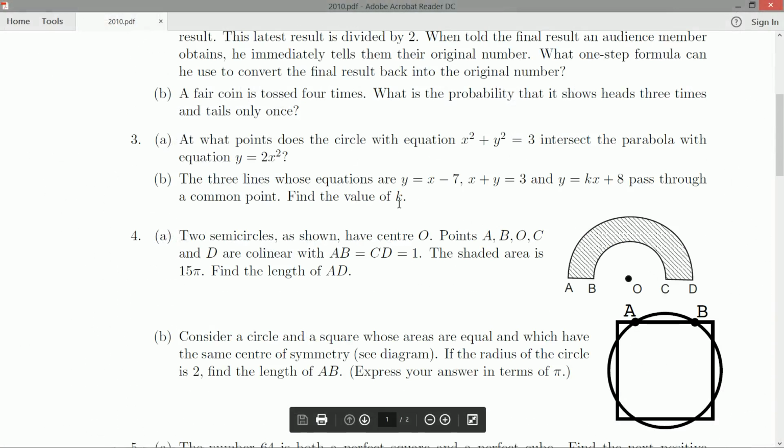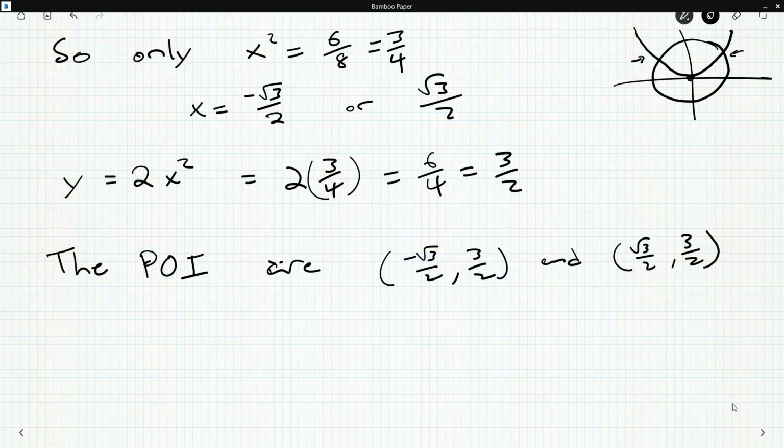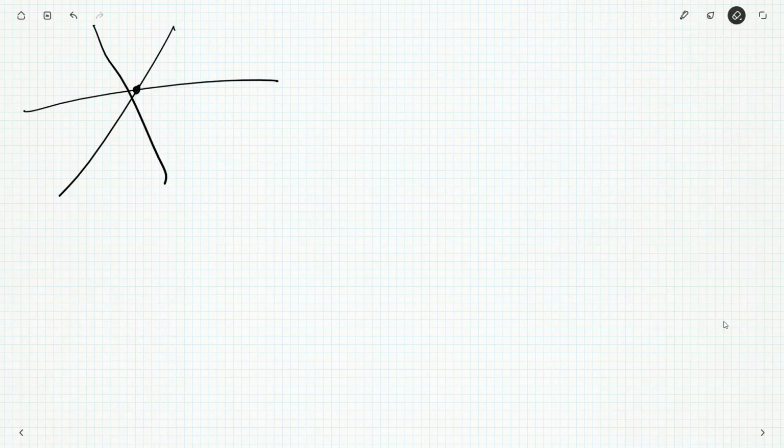So, what does 3b say? The three lines, whose equations are y equals x minus 7, x plus y equals 3, so there we have it in sort of standard or general form, and y equals kx plus 8, pass through a common point. Find the value of k. Well, the first two lines, we know them fully. They're only going to intersect in one point. So we need to calculate what that point is. Then we know it has to be on the other line. Plug it in, solve for k.